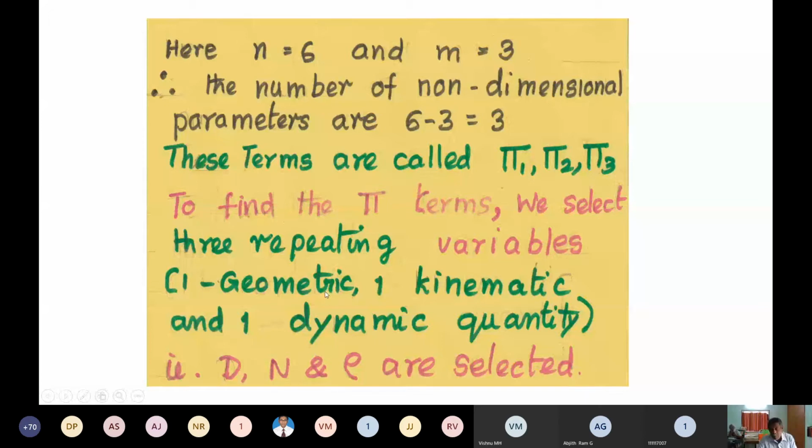In science and technology, especially in mechanics, we categorize the variables into non-dimensional or dimensional. Dimensional quantities will be geometric, kinematic, or dynamic quantity. Basically, if the parameter has only length dimension, it will be termed a geometric quantity. If the parameter has time dimension and no mass dimension, it is called kinematic.